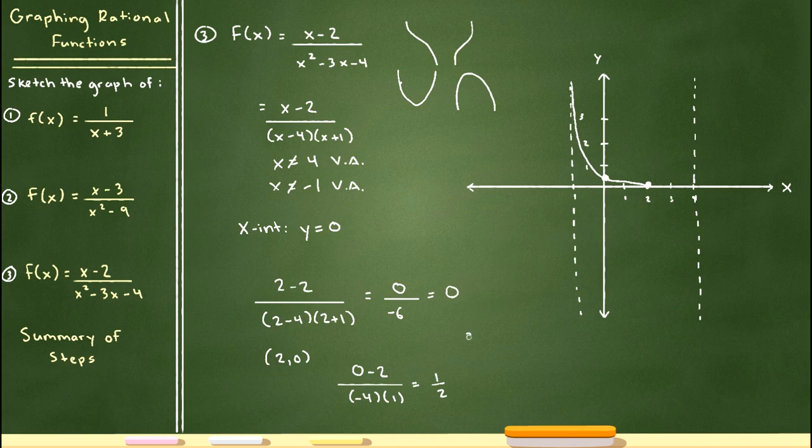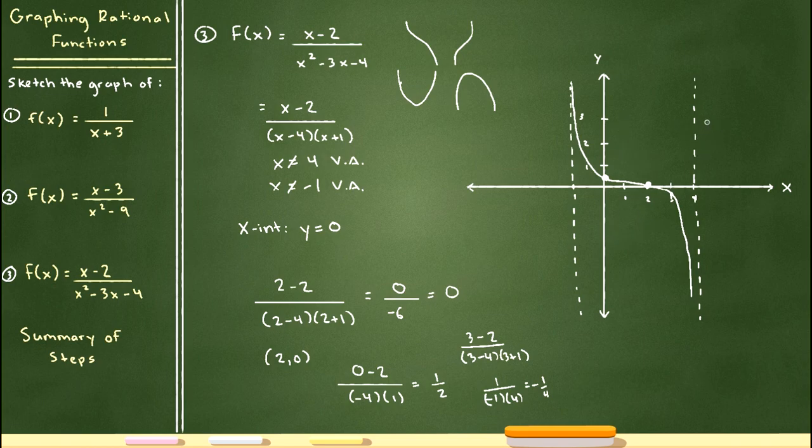Well, this will turn into 3 minus 2 all over 3 minus 4 times 3 plus 1, and this is equal to 1 over, now that's negative 1 times 4. Okay, so this is negative 1 over 4. So at 3 we're at negative 1 over 4, which is about here. Since we only crossed the x-axis one time, we're not going to go back up. We're going to continue down right here. All right, so that's the middle of our graph here.